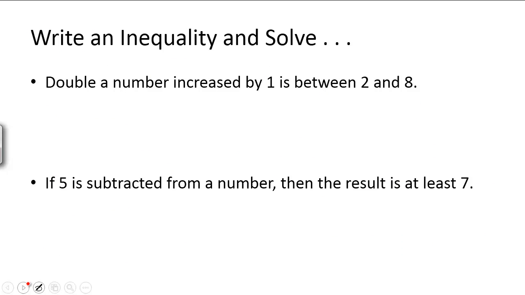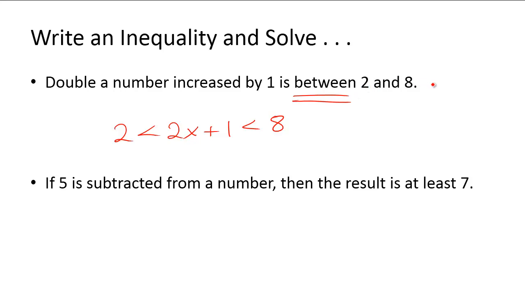You could also be asked to write an inequality for a statement and solve it. So let's try the following. Double a number increased by 1 is between 2 and 8. The word between is going to imply the simultaneous inequalities. So double a number increased by 1 is between 2 and 8. It didn't say between or equal to 2 and 8. It said between 2 and 8, so we're going to assume it doesn't include 2 and 8.